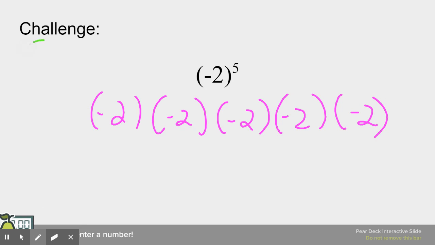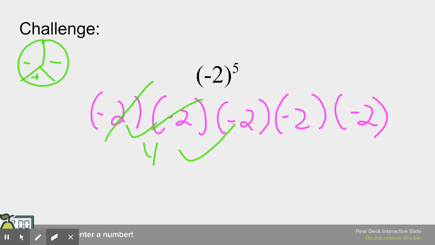However, you're going to want to remember your integer goblin so we don't get confused. So if I do -2 times -2, negative times negative gives me a positive. Done with those. Now I have a positive times a negative, so my answer will be a -8.